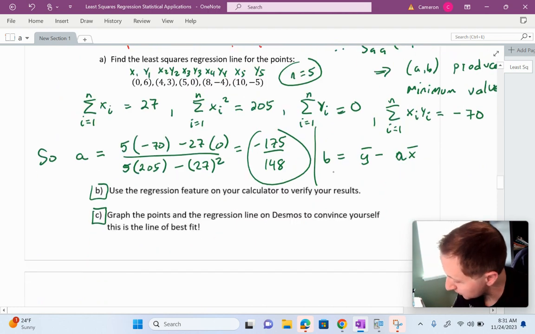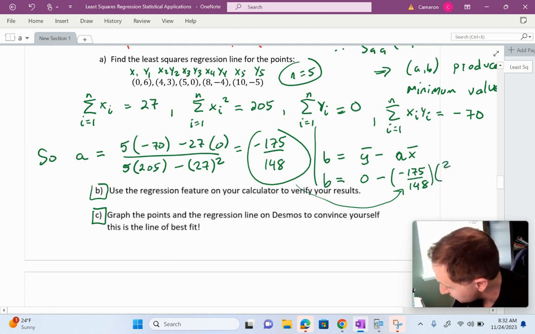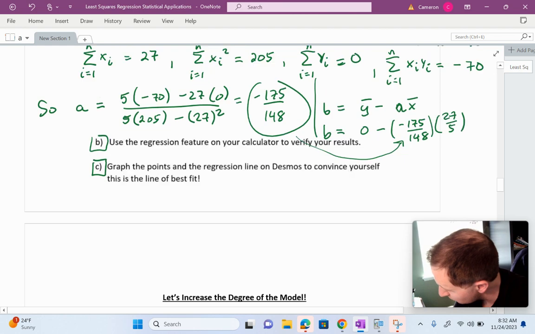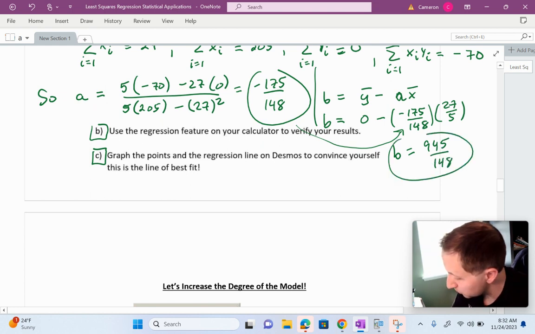Y bar minus a times x bar would be, well, y bar would be 0 divided by 5, right? We summed up the y's. We got 0 divided by 5, so 0 minus a, negative 175 over 148 from over here, subbing in. And then x bar would be 27 divided by 5. And so therefore, we get that b is equal to 945 over 148. So there's my slope and y-intercept estimates.